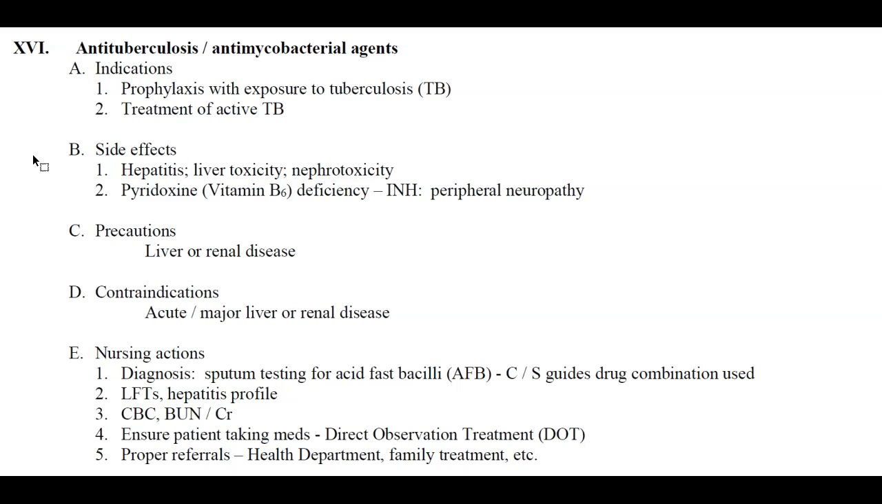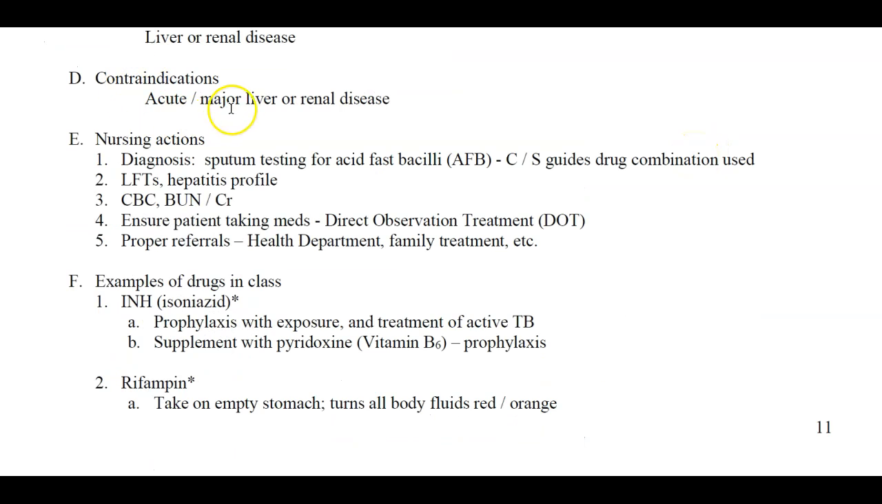Precautions include liver and renal disease. Contraindications: anytime there's an acute or major liver or renal disease, these medications are contraindicated. So, nursing actions. Diagnosis: how do we diagnose somebody with tuberculosis? The most common way is through the acid-fast bacilli test, or sputum testing for the acid-fast bacilli, or AFB.